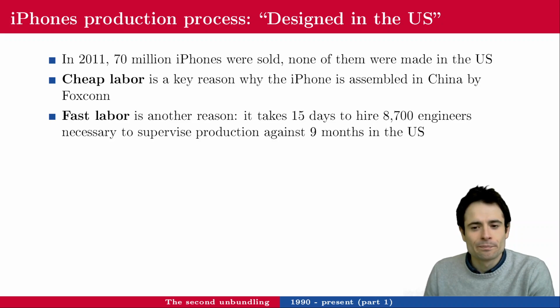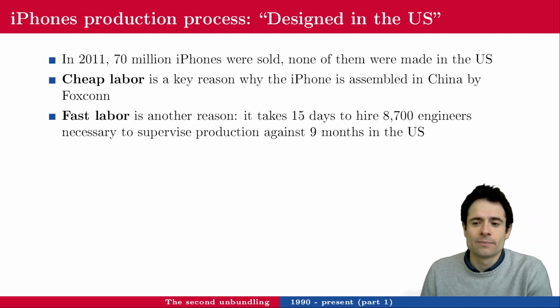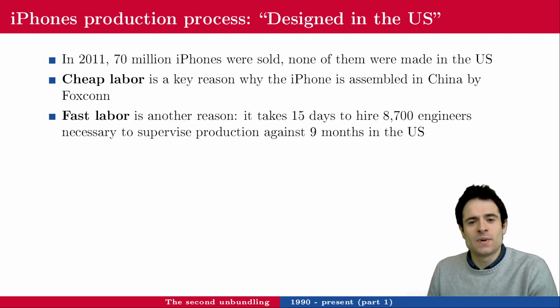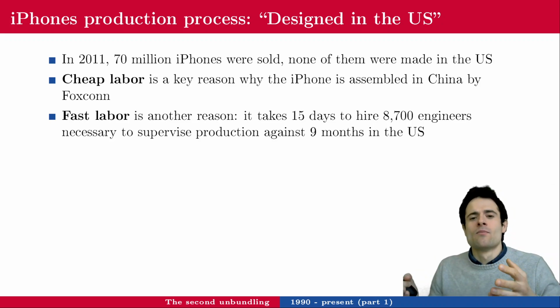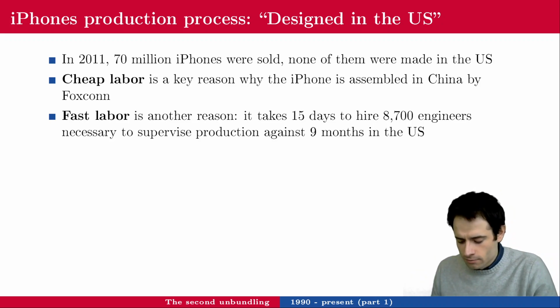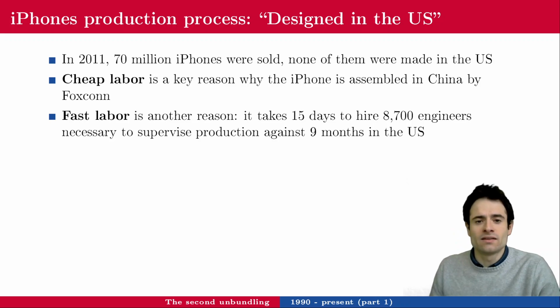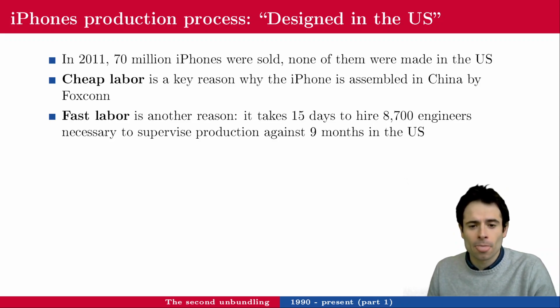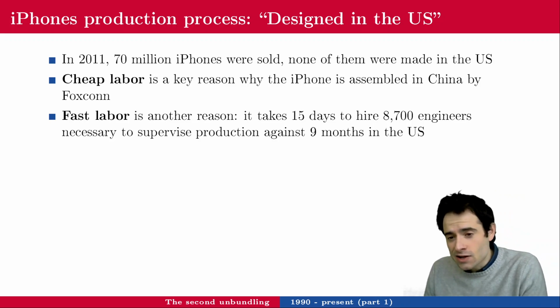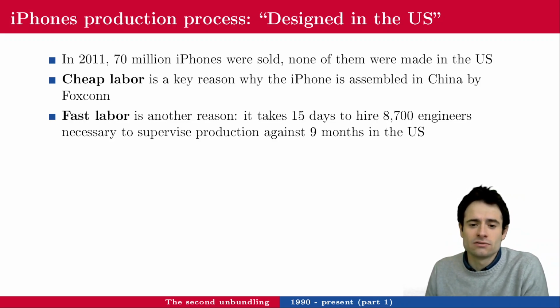Old phones. Fast labor is another reason. Foxconn being specialized in operations that have to coordinate different types of workers. It takes them 15 days to hire 8,700 engineers against 9 months in the US. So things can get done for cheaper and faster.